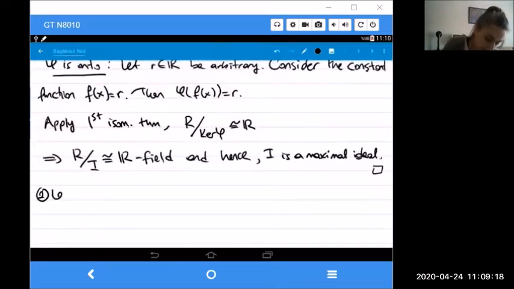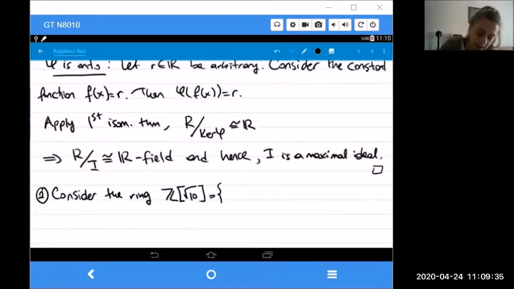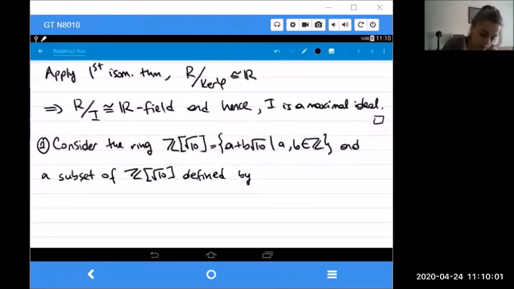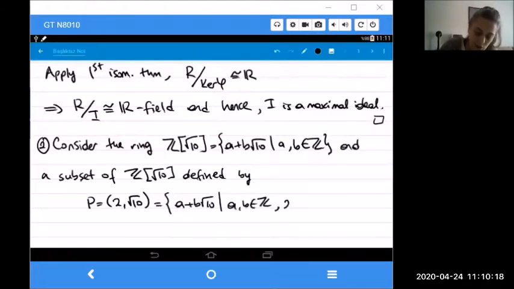Second one. Let's consider the ring Z[root 10], which contains all elements of the form a + b root 10, where the coefficients a, b are integers. And a subset of Z[root 10], let us call it P, generated by 2 and root 10, which is given as a + b root 10 such that a, b are integers and 2 divides a.